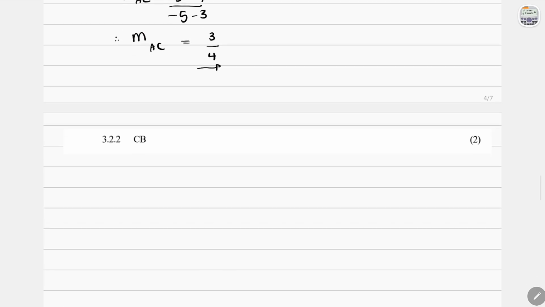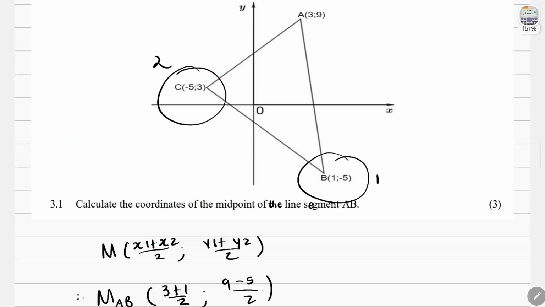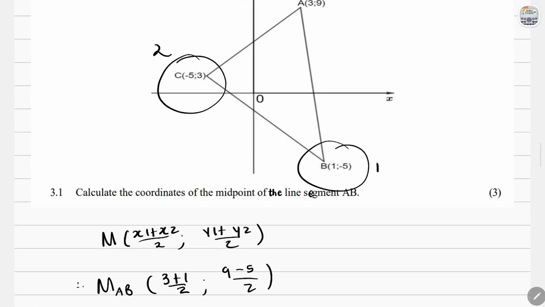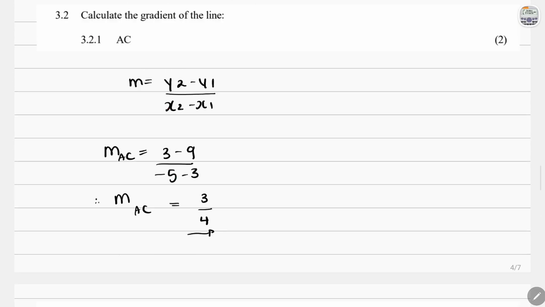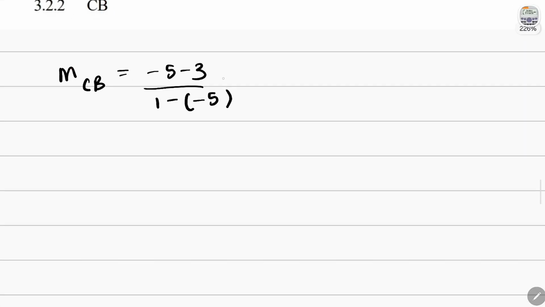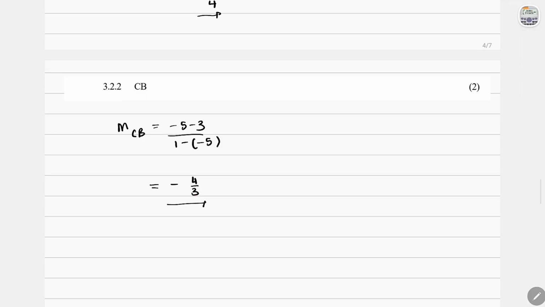You don't have to write the gradient formula again. You can just say gradient of CB equals y2 minus y1, which is negative 5 minus 3, over x2 minus x1, which is 1 minus negative 5. So that will give us negative 8. The negative and negative become a positive, so that's 1 plus 5, which is 6. And you can see how this will just give us negative 4 over 3. So you see what those gradients are doing. That is our answer there.